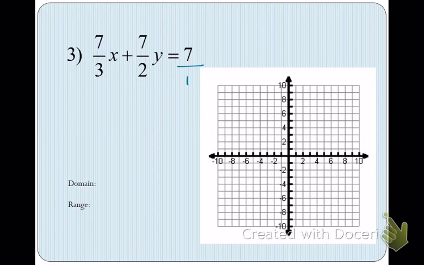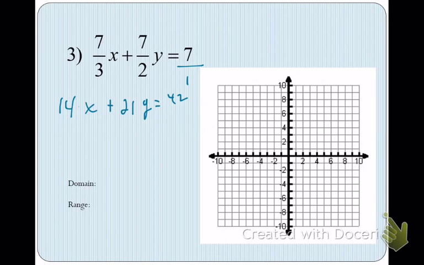So if we multiply 7/3 to make the denominator a 6, we've got to multiply by 2, so we get 14/6. To make 7 halves have a denominator of 6, we've got to multiply by 3. And to make 7/1 have a denominator of 6, we're going to multiply by 6. Then we're going to drop the denominators. And so we have an equation that looks like 14x plus 21y equals 42. Now we have something that we can work with.